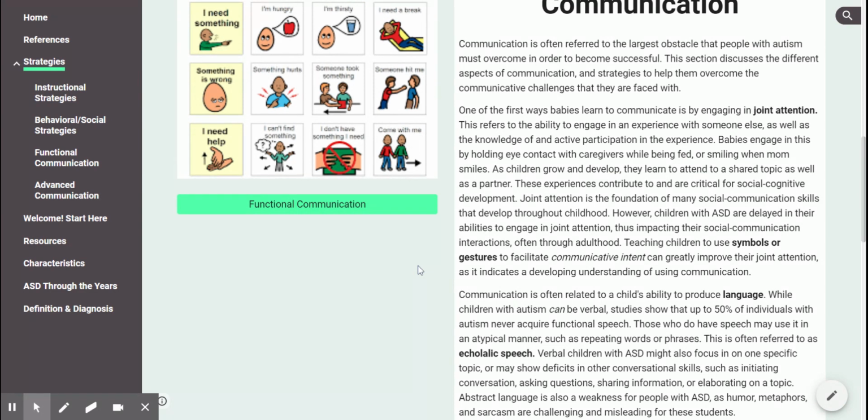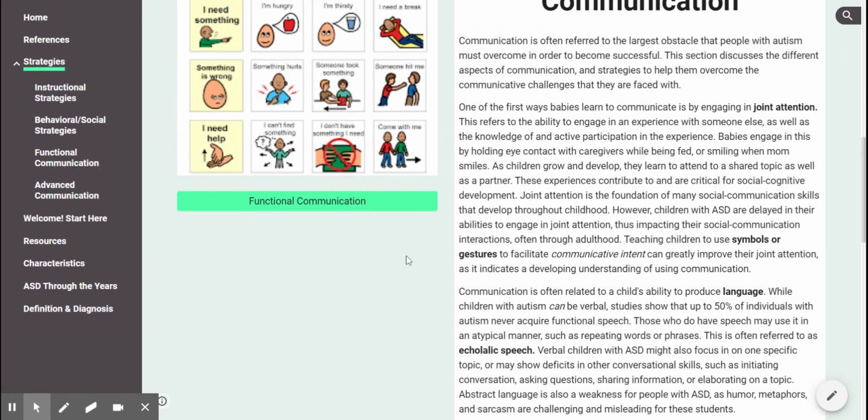Scrolling down, communication is a big one. People with autism definitely have deficits in the area of communication. They might have issues engaging in joint attention. They might have difficulty using gestures or following gestures, but they can be taught to use symbols and gestures to create a communicative intent to improve their joint attention skills. Language might appear limited or echolalic. They might repeat things over and over again.